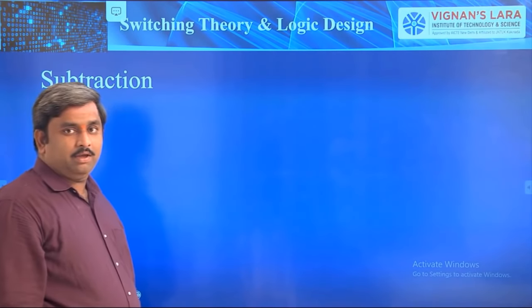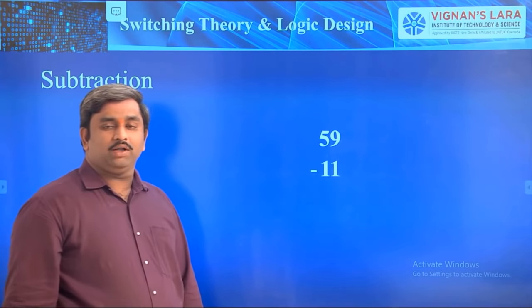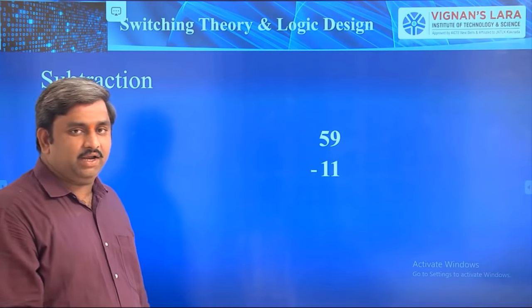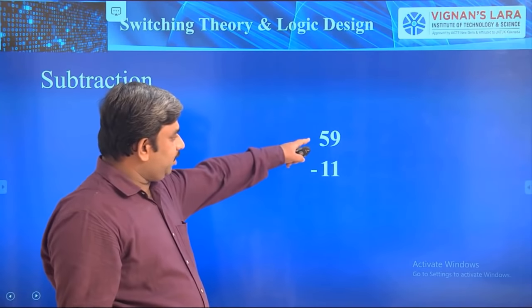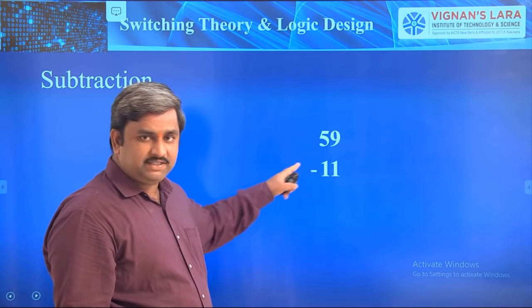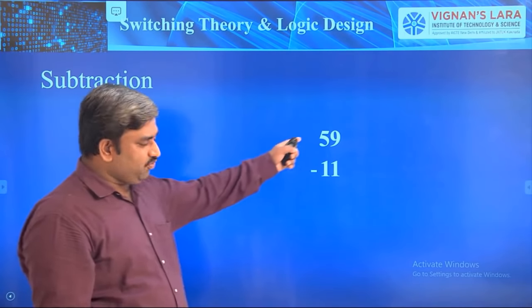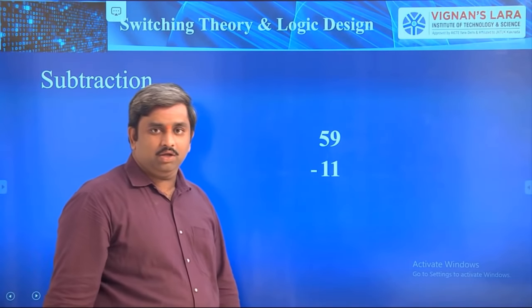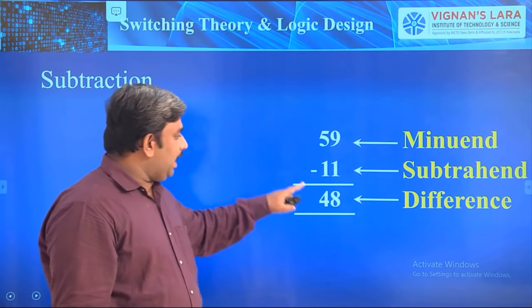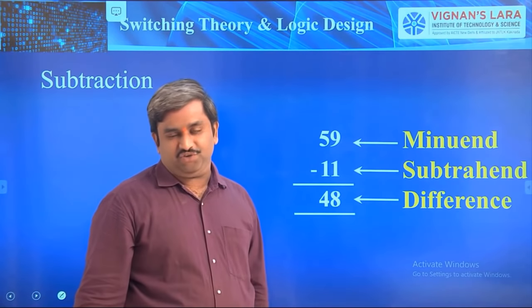Next, binary subtraction. First we will see the subtraction terms. Just before that, we discussed addition. For example, take 59 minus 11. Previously we took 59 plus 11; now I am taking 59 minus 11. So what is 59 called and what is 11 called? Here 59 is called minuend, 11 is called subtrahend, and 48 is called difference.